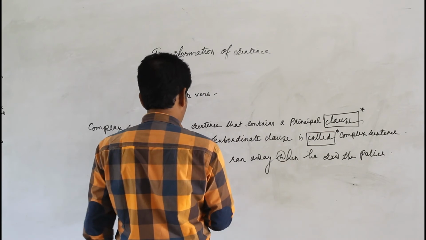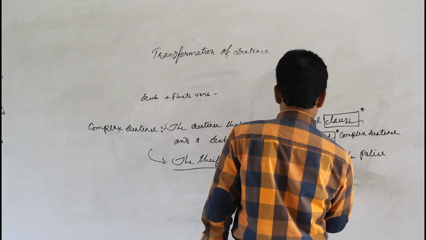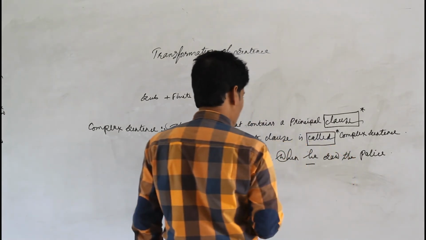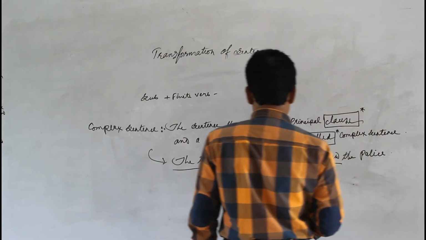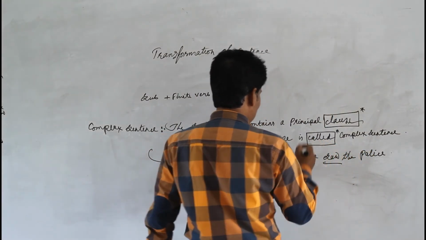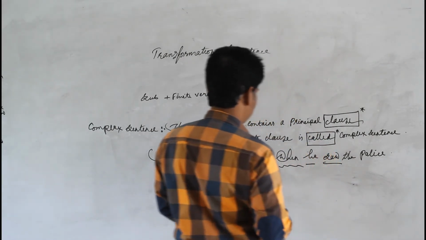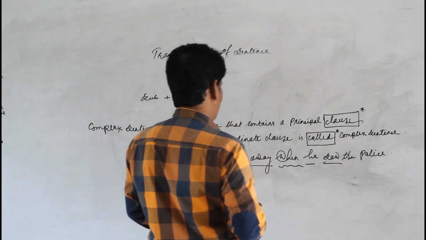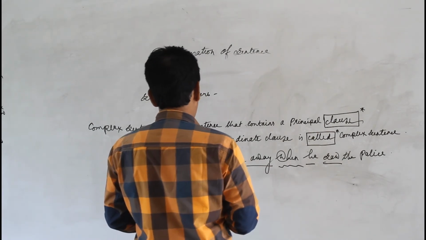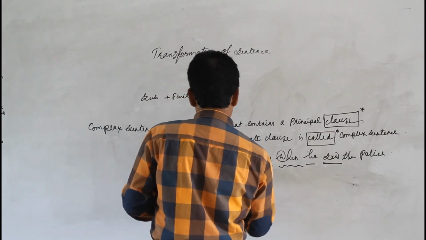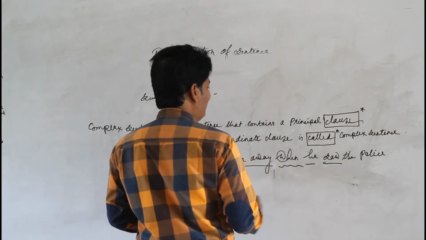Here we have already noticed that there are at least two subjects, the thief and he, and two verbs as well. Ran away is one and saw is another, and in the middle of the sentence there is another word, that is when, called a conjunction. So there are two parts of the sentence: one is the thief ran away, and another one is when he saw the police.